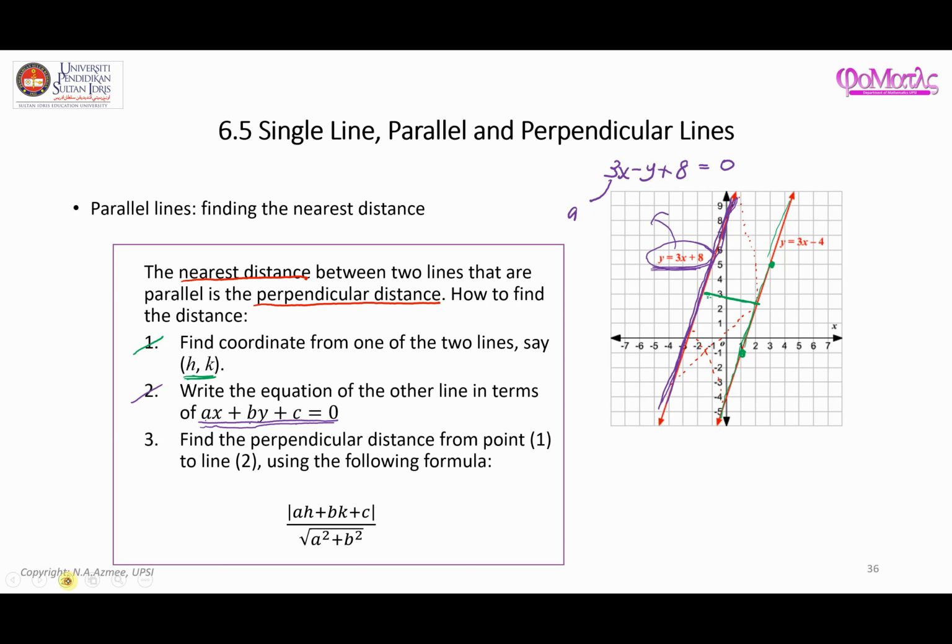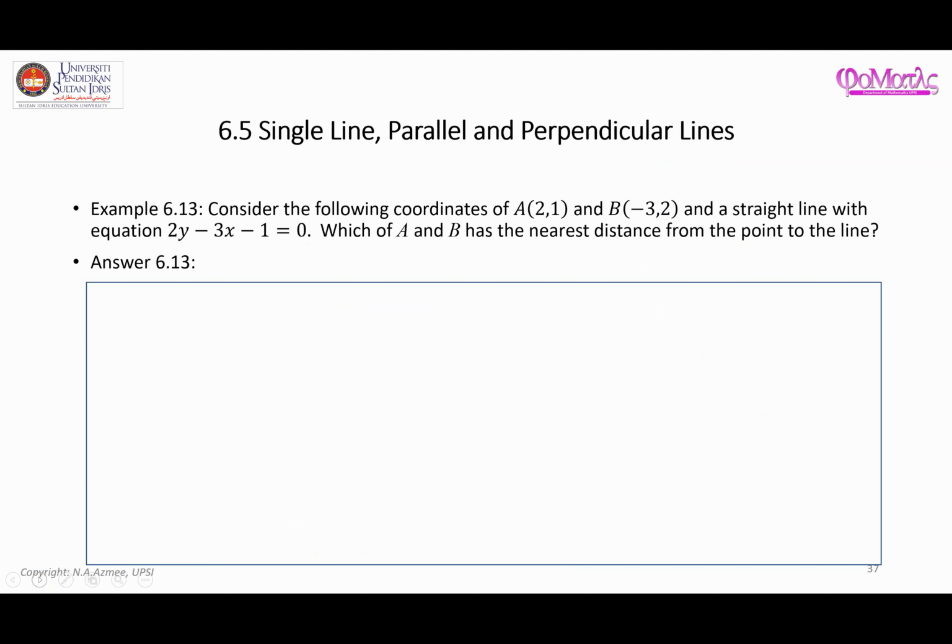Now the third step is you plug in all the values that you have identified. A multiplied by h, b multiplied by k, plus c, and don't forget to take the absolute value of the result. At the bottom, you find the square root of a squared plus b squared. So three steps altogether, and now we are going to see how the steps can be implemented to solve this problem.